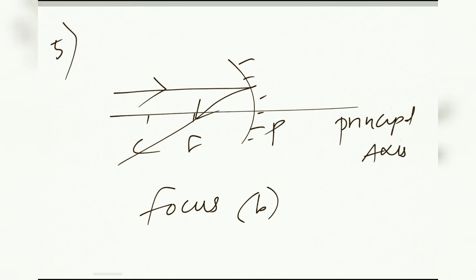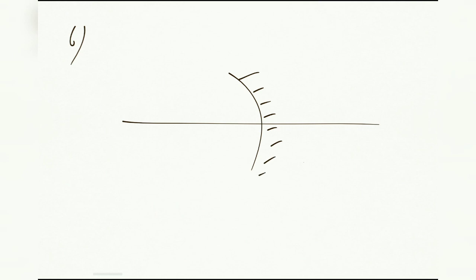You can check out the explanatory video, there also I have told. Next, sixth question: a ray passing through the focus of a concave mirror after reflection is parallel to. Now it is the same thing actually. This is the concave mirror again. This is the focus, this is the center of curvature, this is the pole, and this is the principal axis.